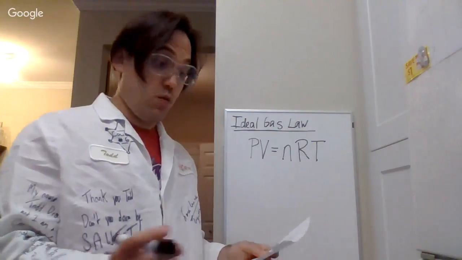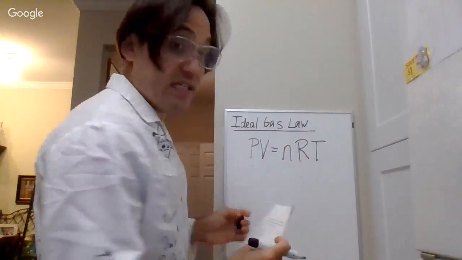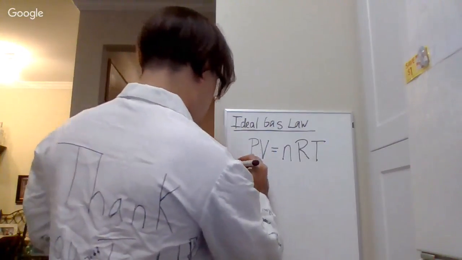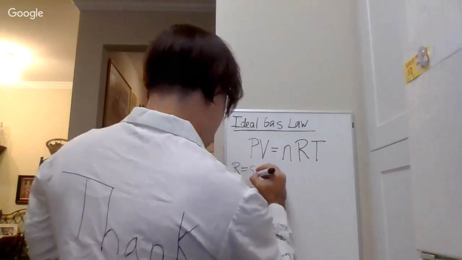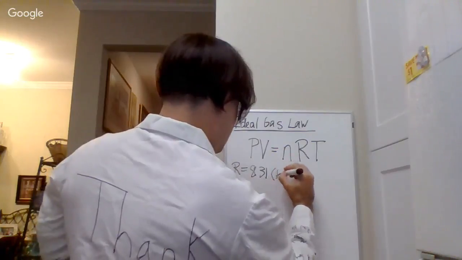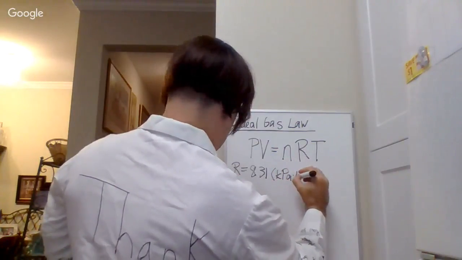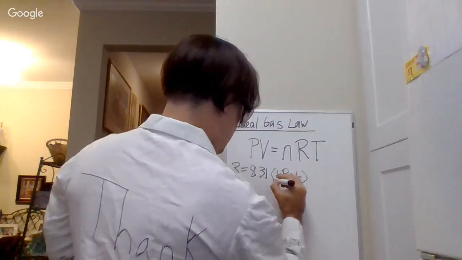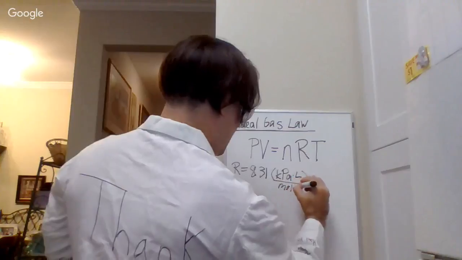Okay, so let's start with our gas law constant, which is R. R equals 8.31 kilopascals times liters divided by moles times Kelvin.